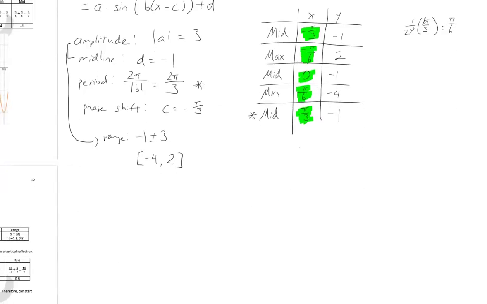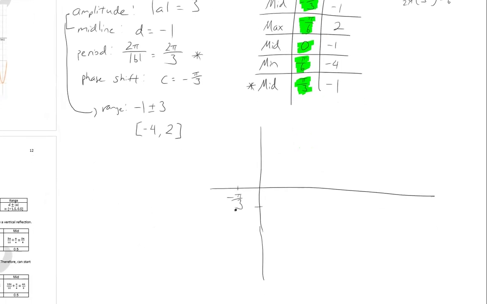Let's sketch. We're going to start at minus pi over 3, minus 1. So right over here, let's say. This will actually go much lower, because at the max at minus pi over 6, it's going to be 2. And then at 0, it's going to be minus 1 again. And then at pi over 6, it is minus 4. So this guy's pi over 3, minus 1, minus 2, minus 3, minus 4 down here. And then back up to the mid. So here is 1 period right there.